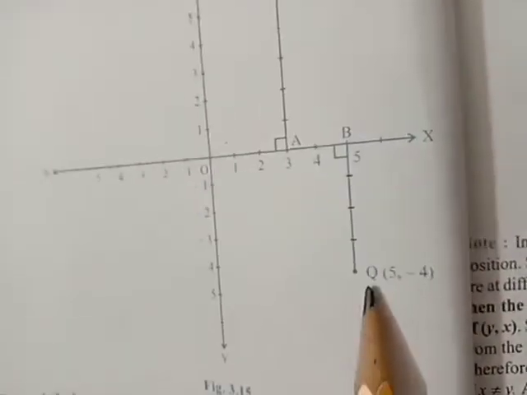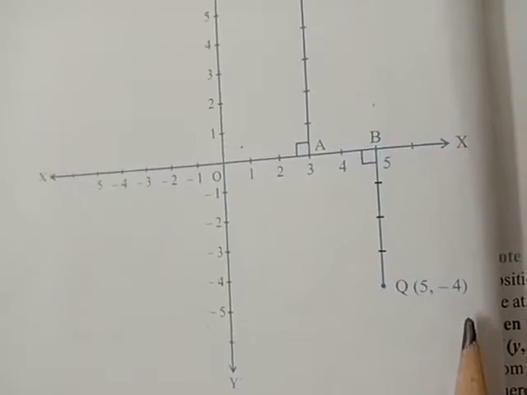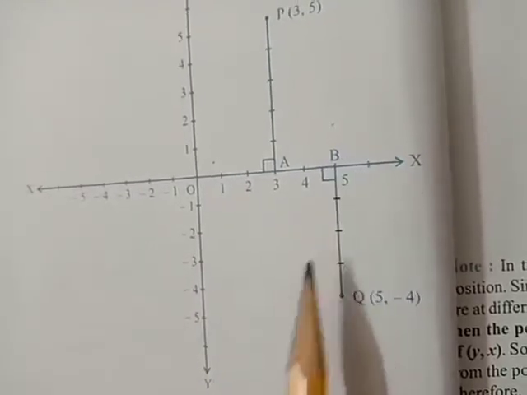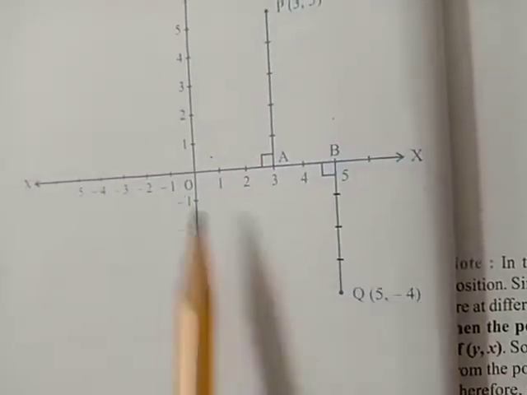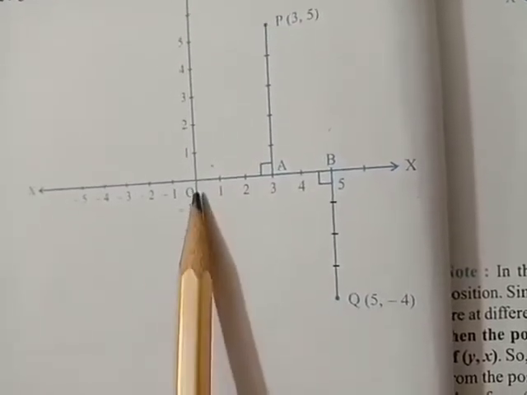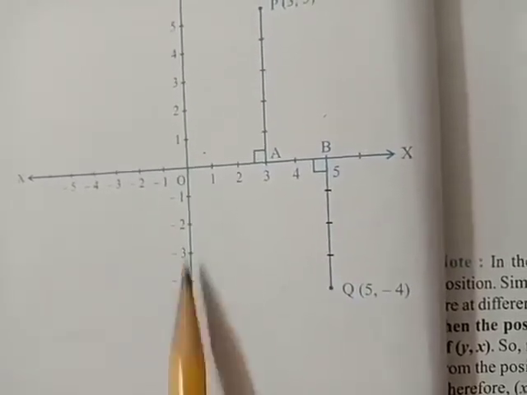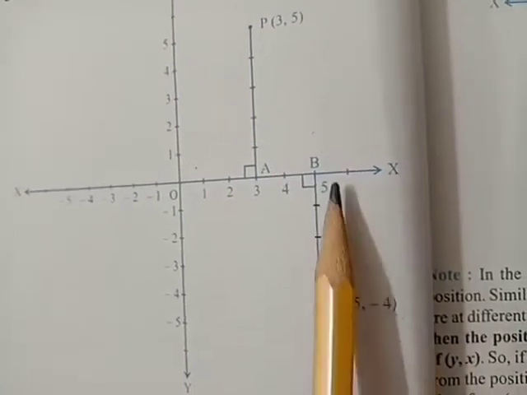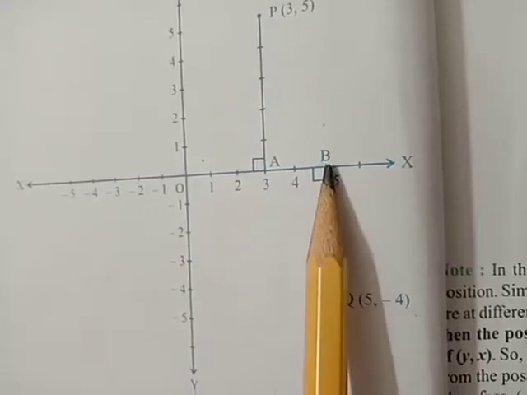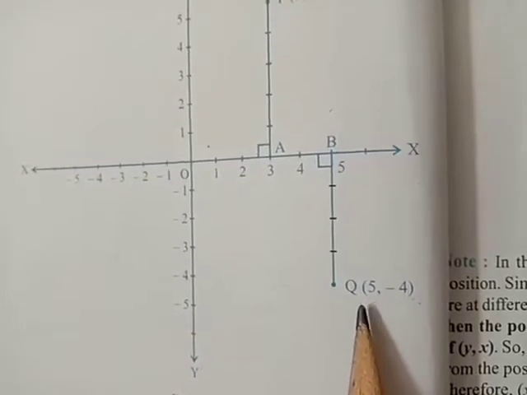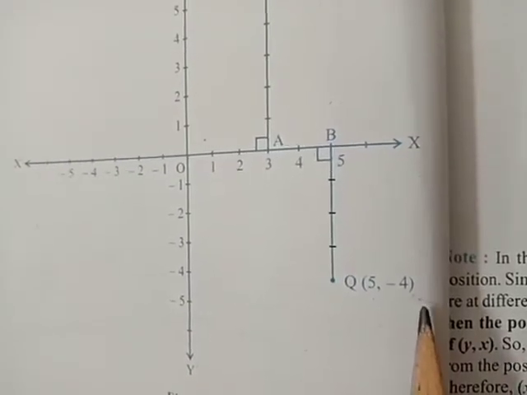Same way you will have to plot point Q. The coordinates are (5, -4). 5, that is plus, is this side. And y minus is this side, minus 4. So it will come in this quadrant. So 5 units from this y-axis you measure and draw a perpendicular line. Now this is minus 4. So measure minus 4 units from point B and mark that point as Q. So the coordinates of point Q are (5, -4).